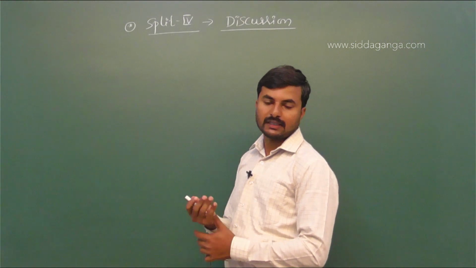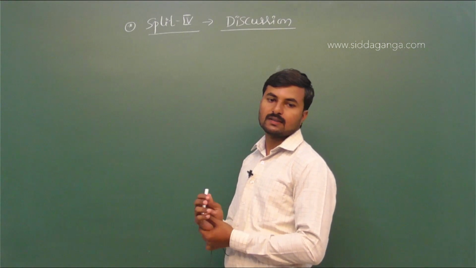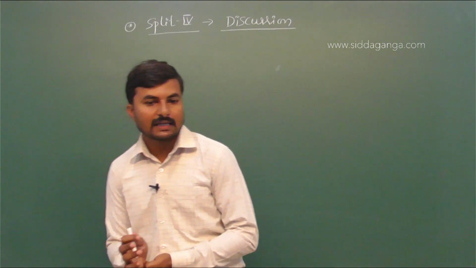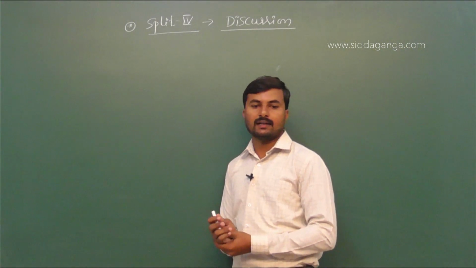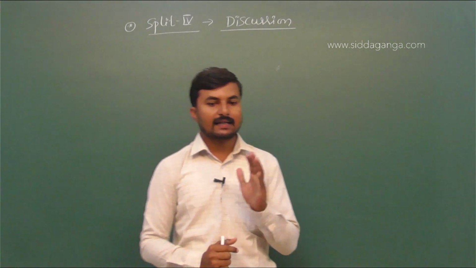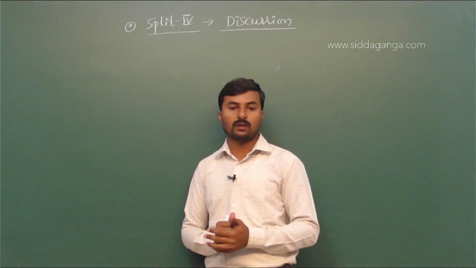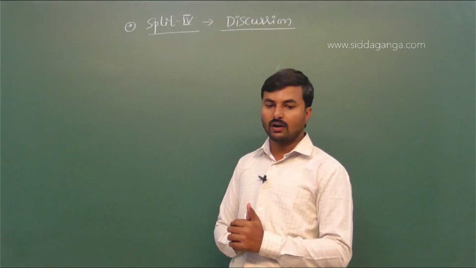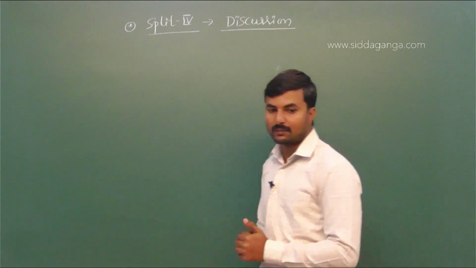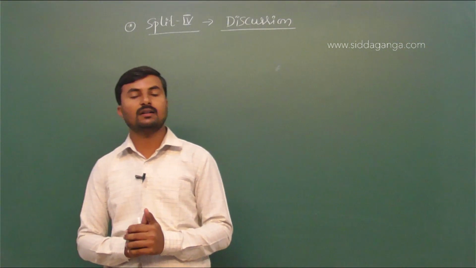It has completely filled s and p orbitals and a half filled d orbital. Second one, it has half filled p orbital and completely filled s and d orbitals. The third one is it has completely filled s orbital and a partially filled d orbital. And the last one is it has completely filled s and p orbitals and partially filled d orbitals.